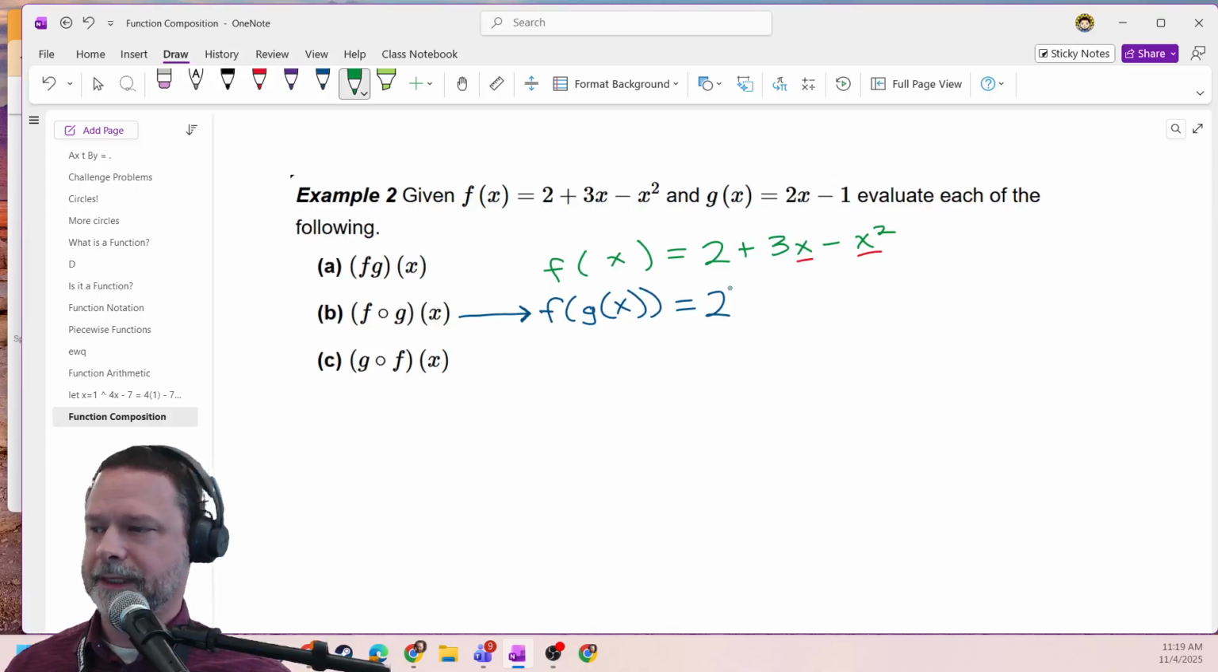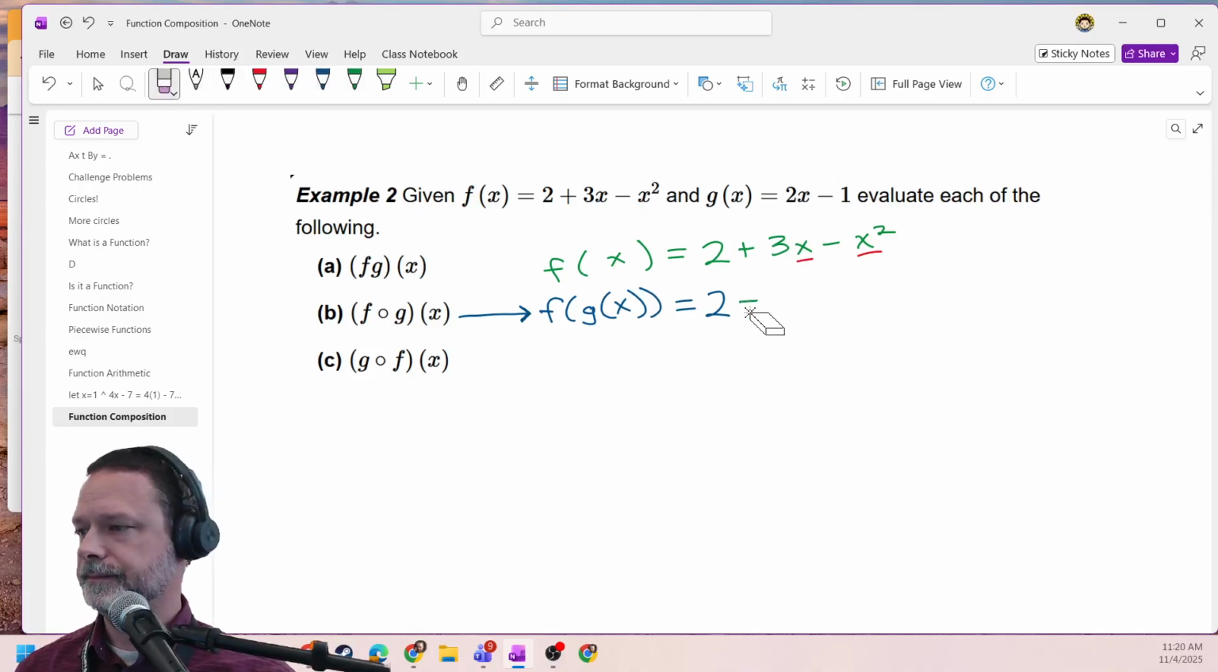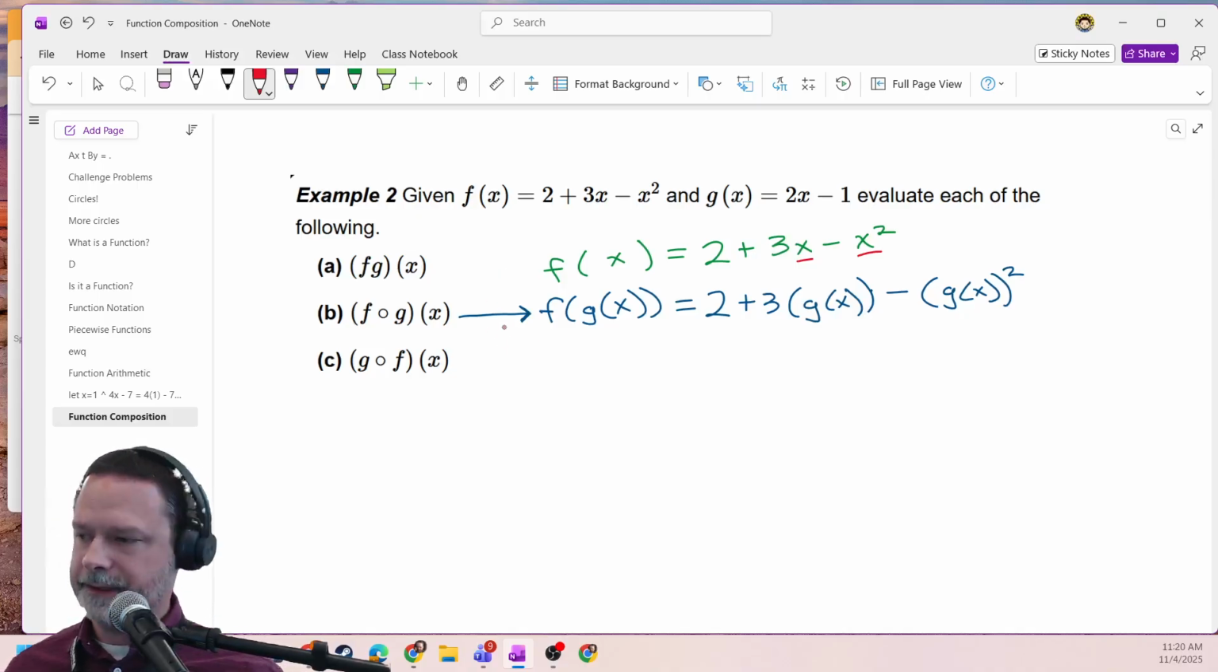So a couple ways I could do it. If I want to take it really slow, I could say 2 plus, I'm using blue here, 2 plus 3 times g of x minus g of x squared. I could do that if I want. That is literally what it means, just like it always has meant. If you are comfortable with function notation, you already know this. Without being told, you should know, hey, just plug it in.